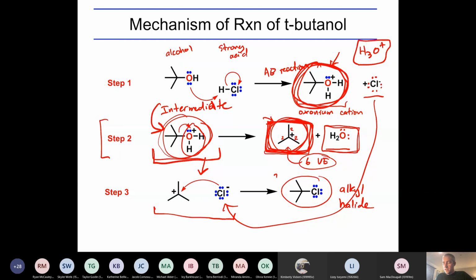There's actually one more intermediate in this reaction, which is chloride. Chloride is formed in step 1 and then it's consumed in step 3. So we would call chloride an intermediate as well. So there's 3 intermediates in this reaction. The first step produces 2 of them. Water we would call a product. This alkyl halide we call a product, and the starting material is this.